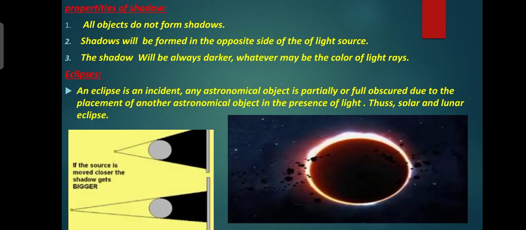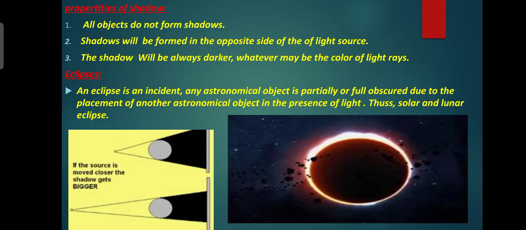Now move on. Properties of shadow. All objects do not form shadows. A shadow will be formed on the opposite side of the light source. The shadow will always be dark, whatever may be the color of the light rays.